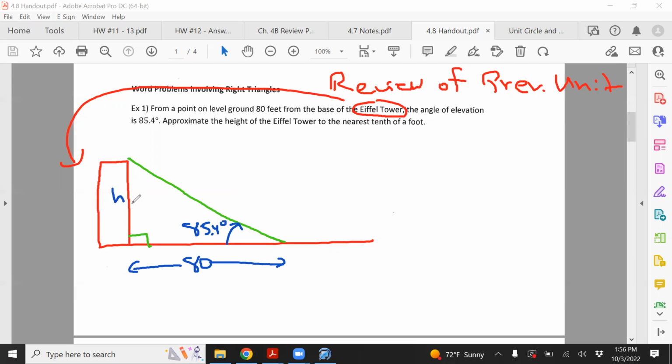Here's H. So how would I solve for H, the height of the Eiffel Tower? What would I do, guys? You guys should know this. Thank you. Tangent of what? Tangent equals opposite over adjacent. Go ahead.